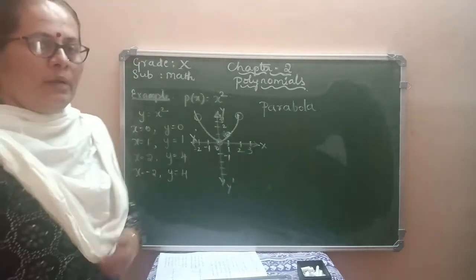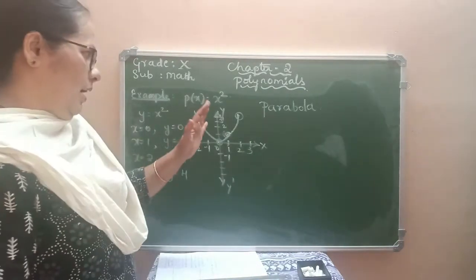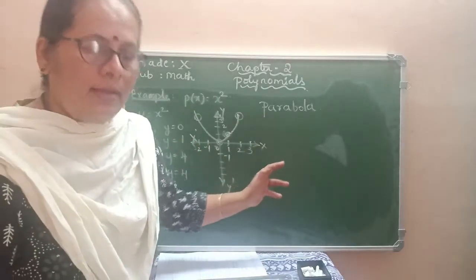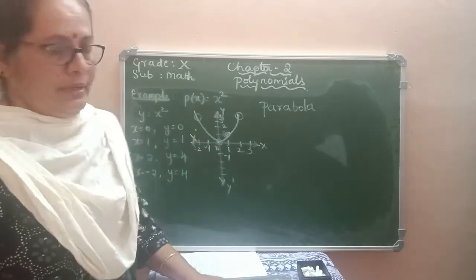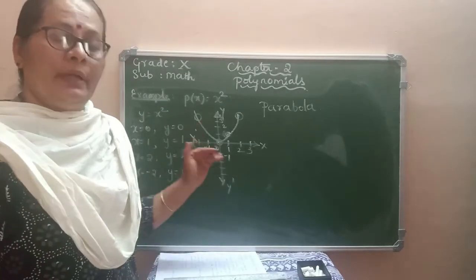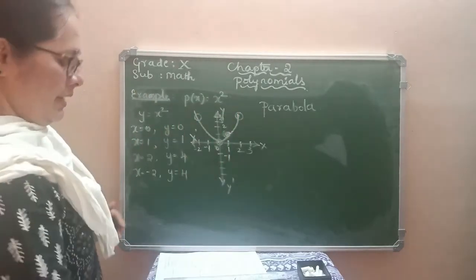For all quadratic polynomials, you will get a graph like a parabola, either open upward or open downward. Now this graph is open upward. Now we'll take one more quadratic polynomial.